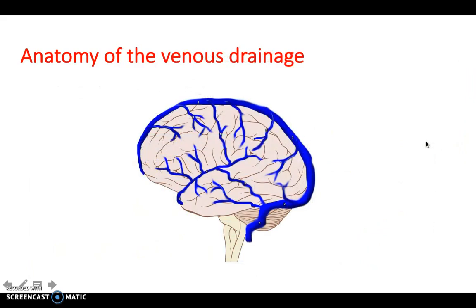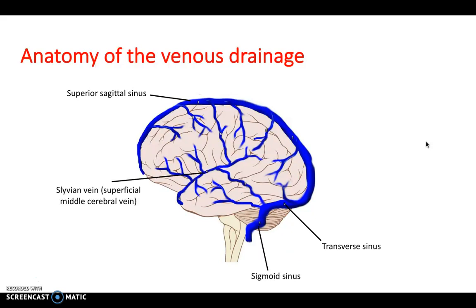Lastly, for this video, we'll just take a quick look at the anatomy of the venous drainage. Essentially, the ones to know about are the superior sagittal sinus, which runs along the superior aspect of the brain. Then we've got this transverse sinus at the back, and this sigmoid sinus down below. Other ones to be aware of are the Sylvian vein, so this is a superficial middle cerebral vein, and down here this is a sphenoparietal sinus.